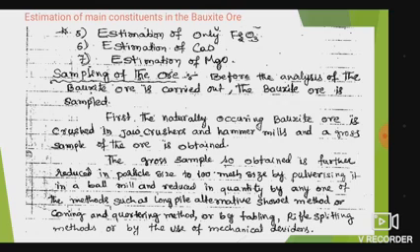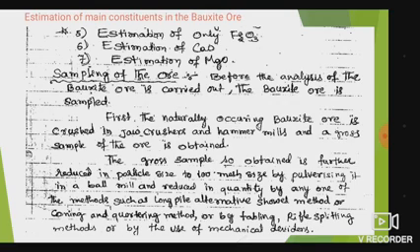estimation of only Fe2O3, estimation of calcium oxide, estimation of magnesium oxide. So how to prepare the samples of this ore? Sampling of the ore is carried out before the analysis of the bauxite ore. First, the naturally occurring bauxite ore is crushed in a jaw crusher and hammer mills, and a gross sample of the ore is obtained. So by grinding, jaw crushing or hammering, we crush the given ore.